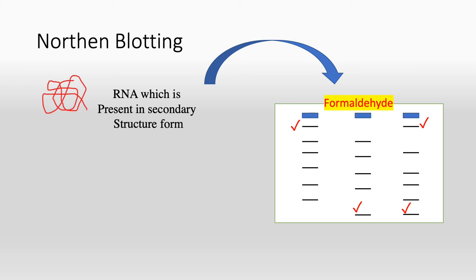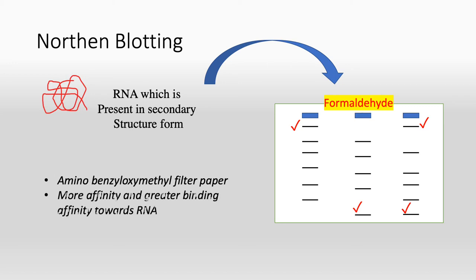That is usually, in the case of northern blotting, nitrocellulose filter paper. In northern blotting, we can also use nitrocellulose filter paper, but aminobenzyloxymethyl filter paper is more useful instead of nitrocellulose filter paper because it has a greater binding affinity towards RNA. Hence, this filter paper is considered a better transfer medium in northern blotting.